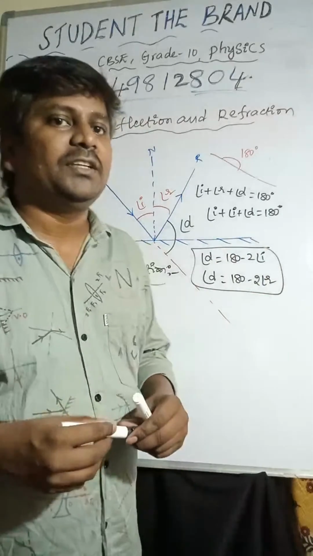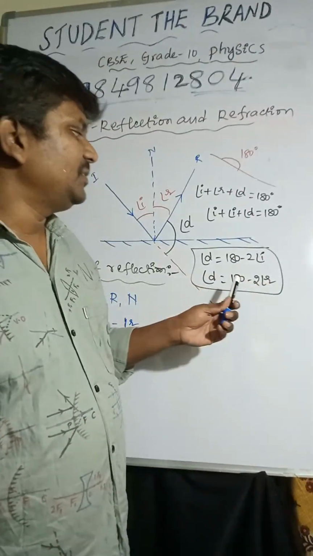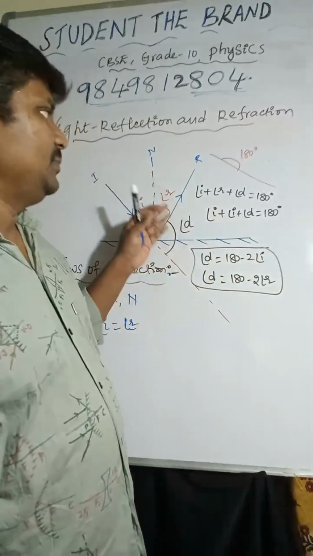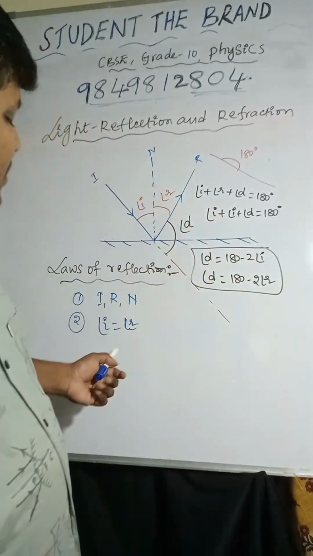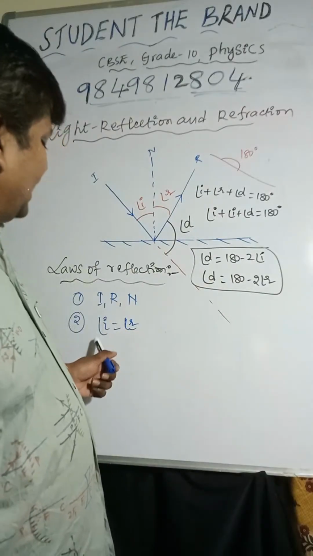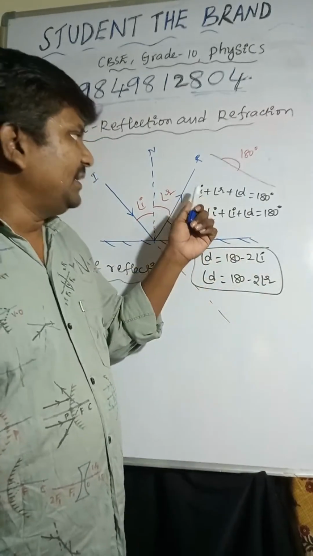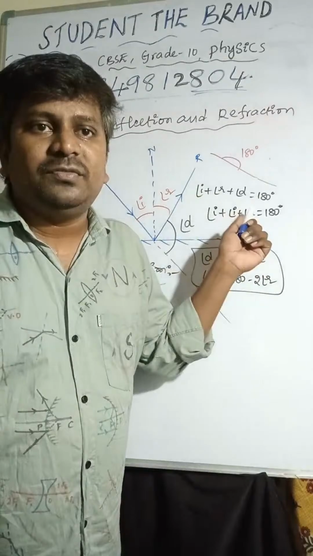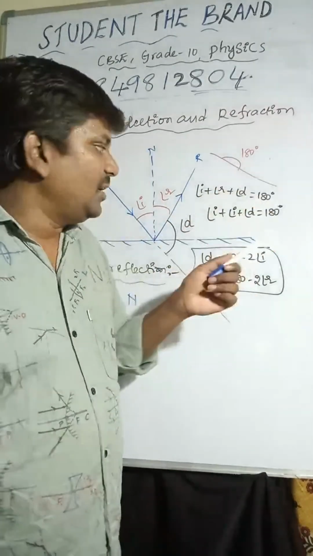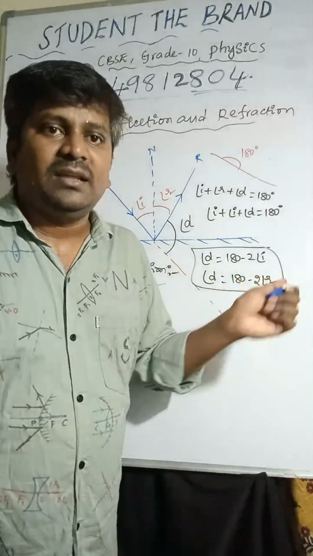So angle of deviation equals 180 minus 2 angle of incidence. Angle of deviation equals 180 minus 2 angle of reflection. Why are you taking it like that? Because from the law of reflection, we know that the angle of incidence is equal to the angle of reflection. So instead of angle of reflection, I substituted angle of incidence. That's why we got the answer: angle of deviation equals 180 minus 2 angle of incidence.